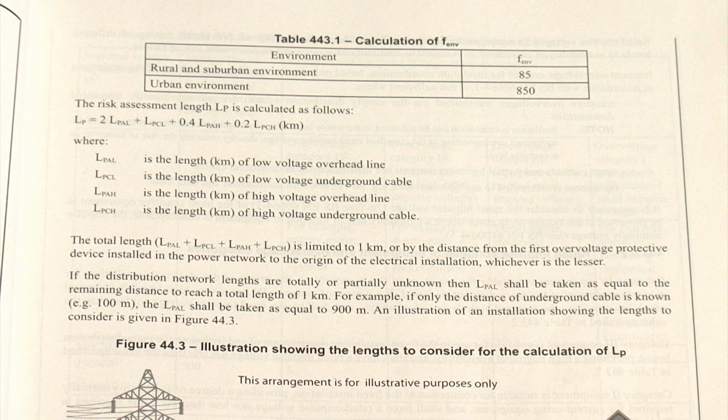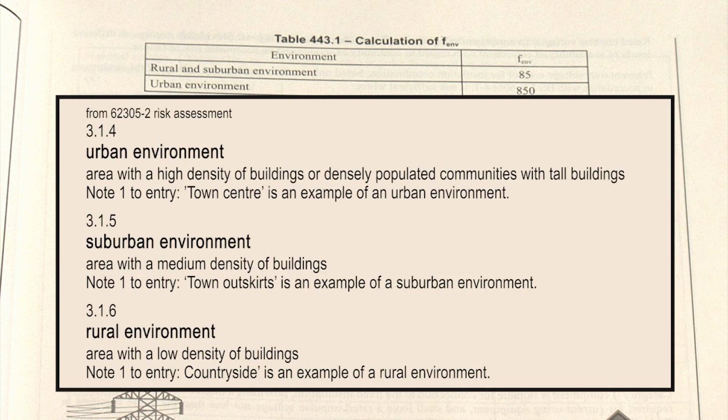And we did actually look up how these things are defined because they're called rural and suburban environments and urban environments. And there is a British standard 62305-2 which gives us definitions. An urban environment, an area with a high density of buildings or densely populated communities with tall buildings, and it says note to entry a town centre. Pretty straightforward, that one. We've guessed that one. Suburban, again, we'd most likely know it. Area with a medium density of buildings, note to entry town outskirts. So where the houses are thinning out, gardens are getting bigger gap between the buildings. And then finally, the rural environment would be an area of low density buildings where you may have to drive from house to house, that sort of place.